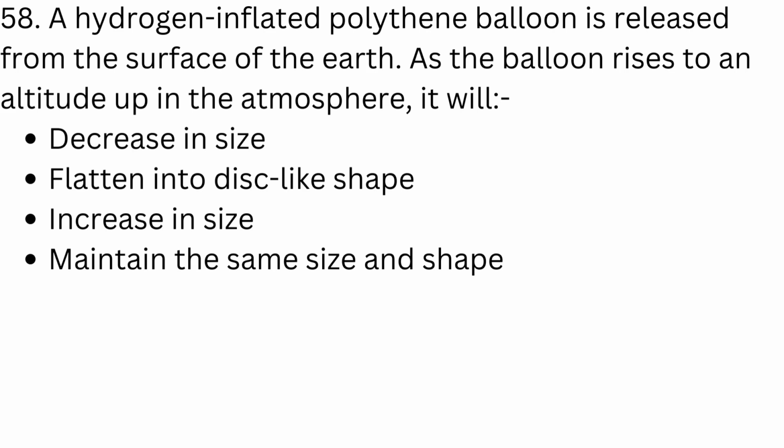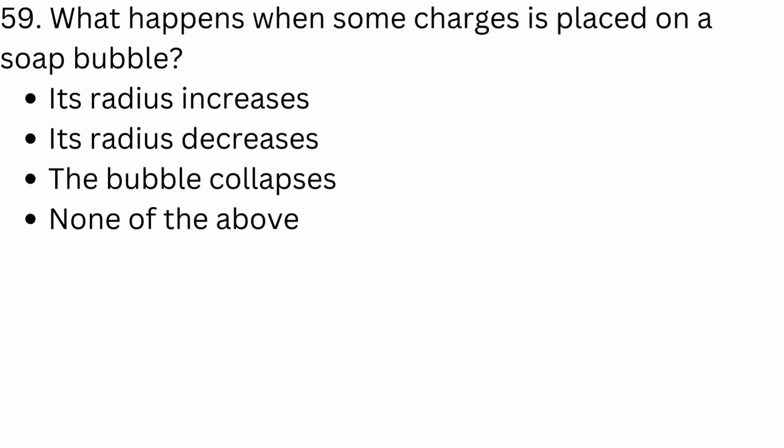Next question is a hydrogen inflated polythene balloon is released from the surface of the earth. As the balloon rises to an altitude up in the atmosphere, it will, options are decrease in size, flatten into disc-like shape, increase in size, maintain the same size and shape. And the right answer is increase in size.